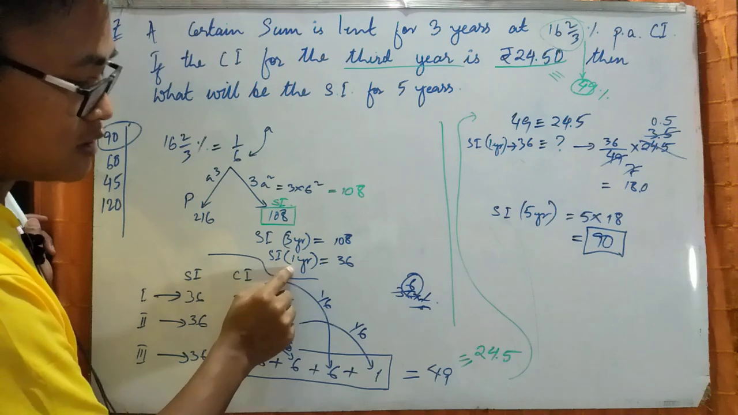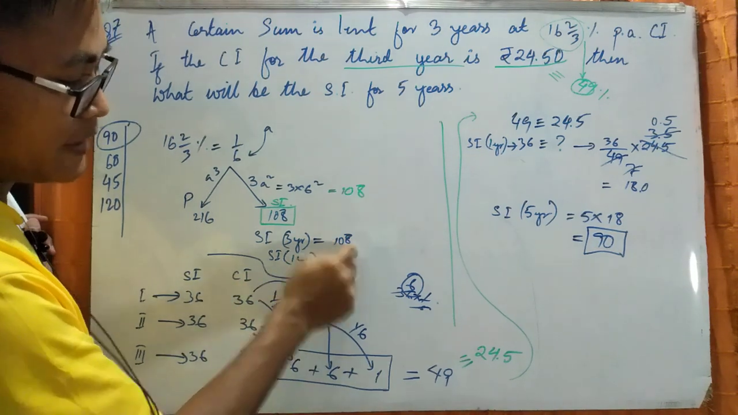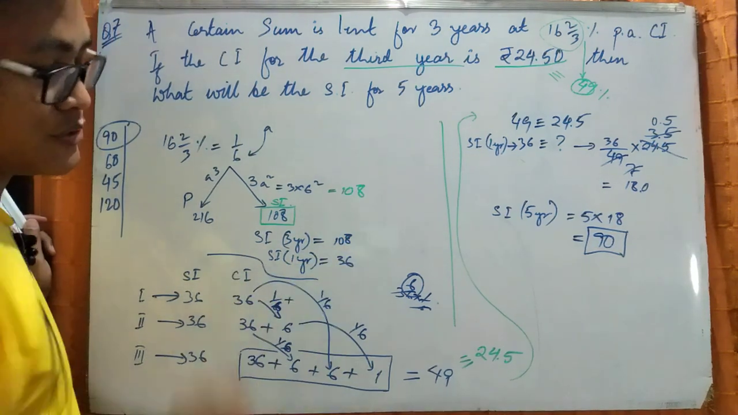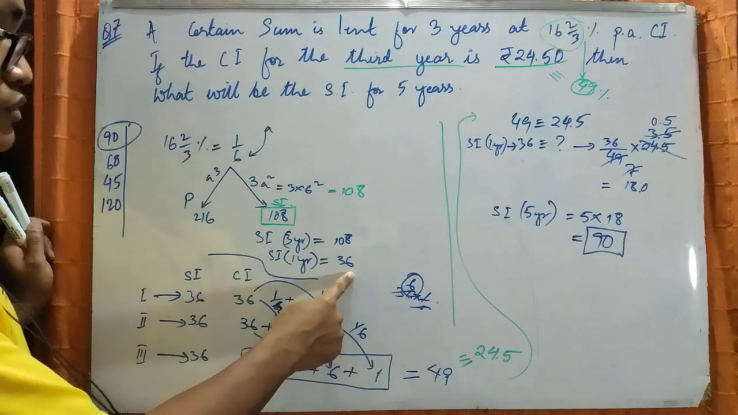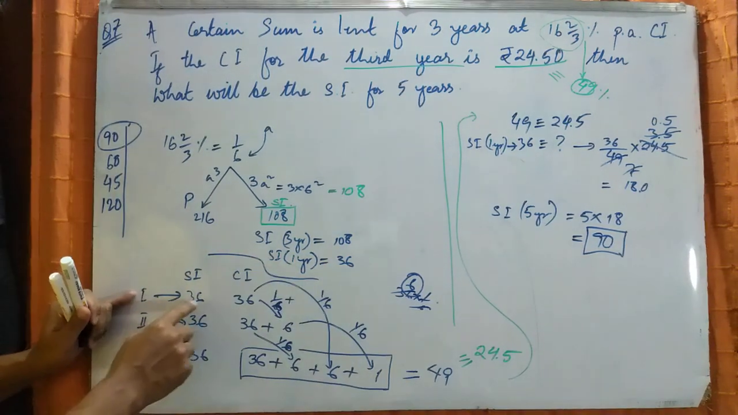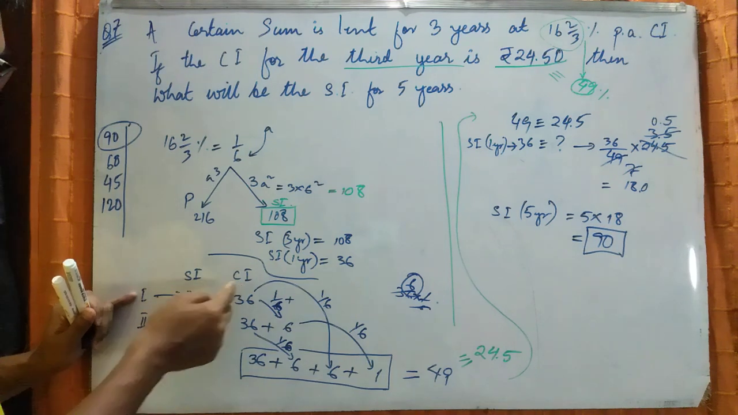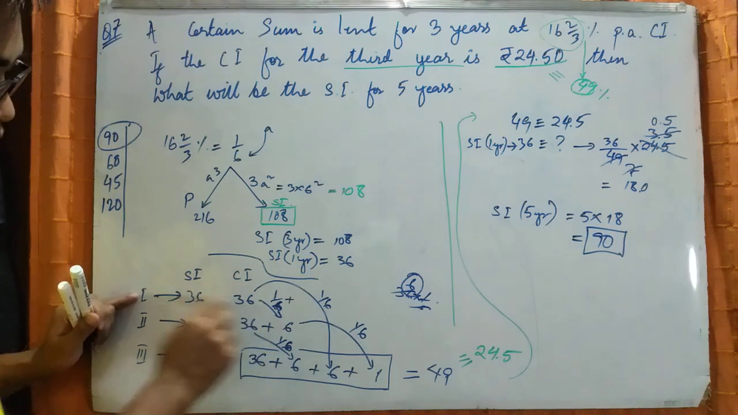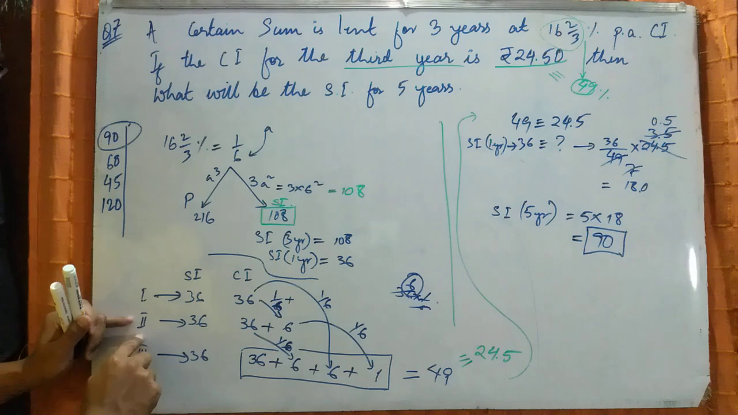108 divided by 3 is 36. So simple interest for 1 year, simple interest for the first year, is 36. Compound interest is also 36 for the first year. Now the second year.